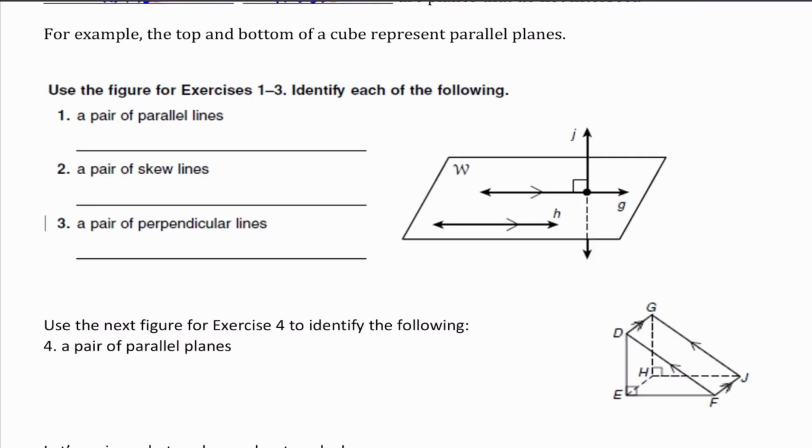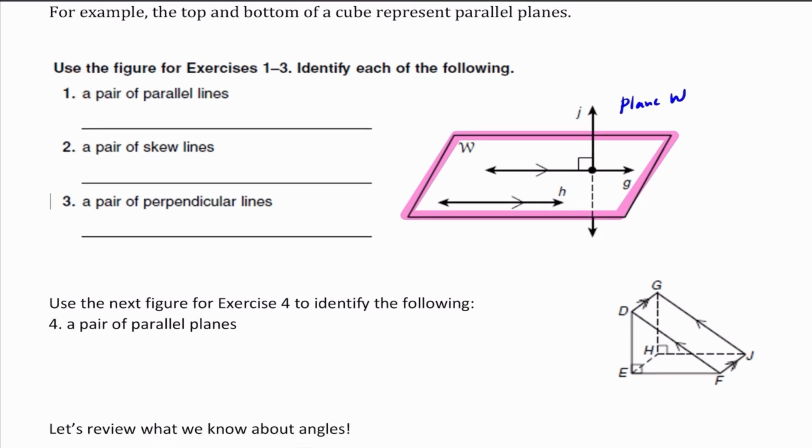Let's take a look at some examples here. Use the figure for exercises 1 to 3. Identify each of the following. Note that we have plane W right here. Number 1, let's go ahead and find an example of a pair of parallel lines. I can see that line G and line H are parallel because of these arrows. One arrow here and one arrow there. These two lines don't intersect and at the same time are on plane W.